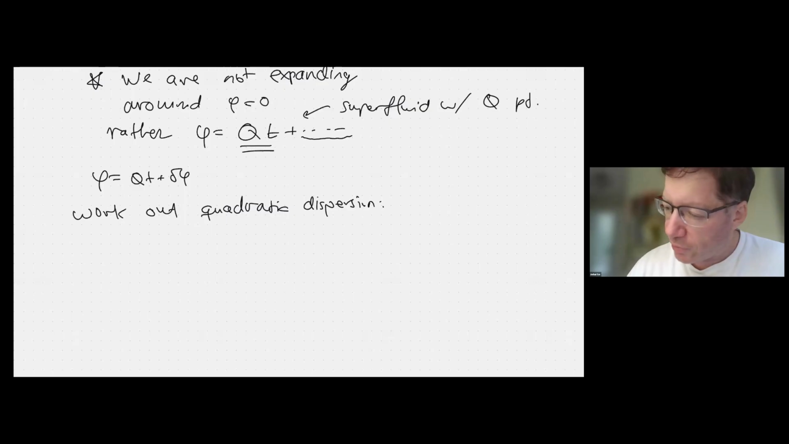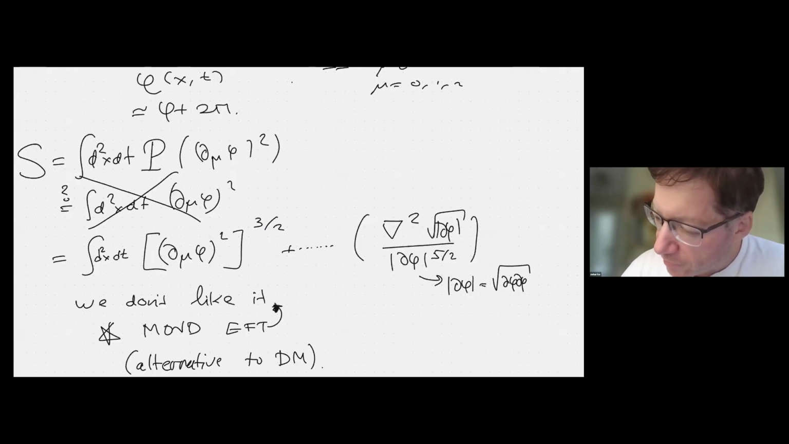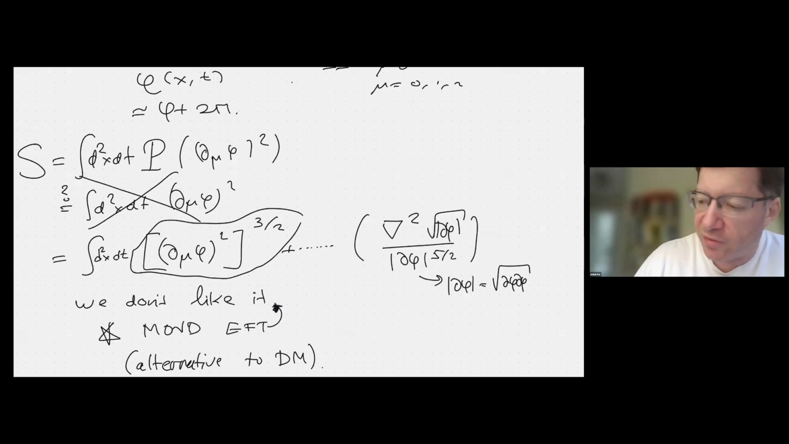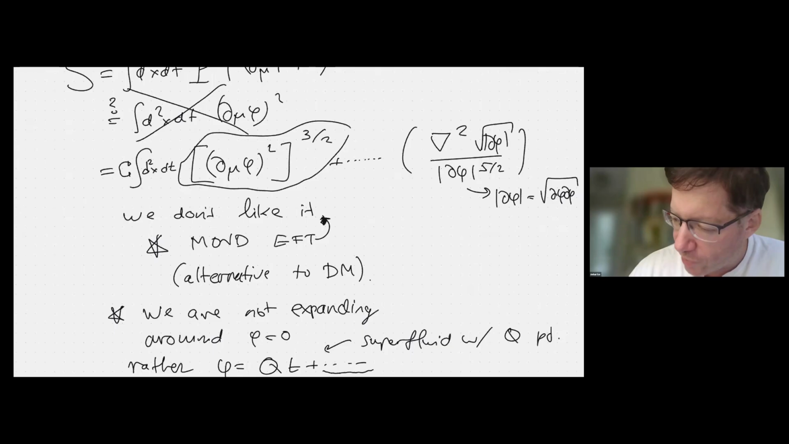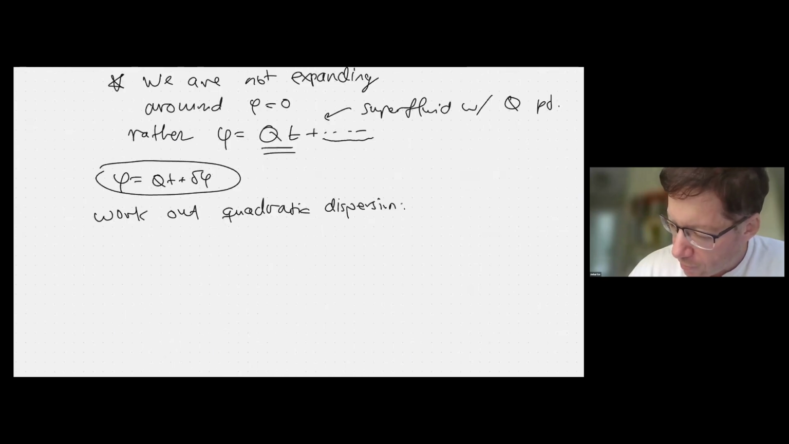So you just shove it into the action. You take this ansatz, you shove it into this action with the 3 halves. And by the way, I need to put some constant here, some dimensionless number, C. This dimensionless number cannot be determined from first principles. It has to be measured or calculated. So anyway, you just shove the quadratic expansion into this action. You go to quadratic order in delta phi, and you get an action for the fluctuations. These are the phonons.